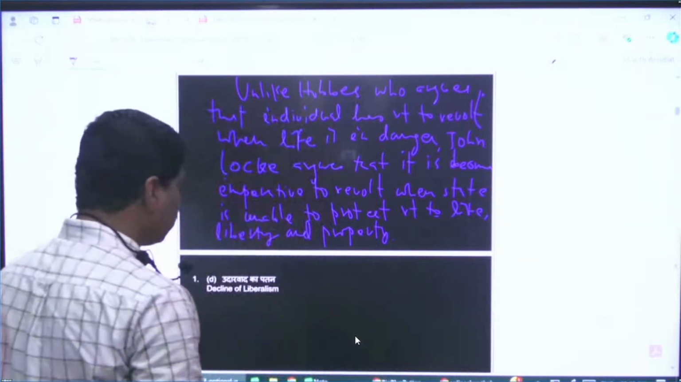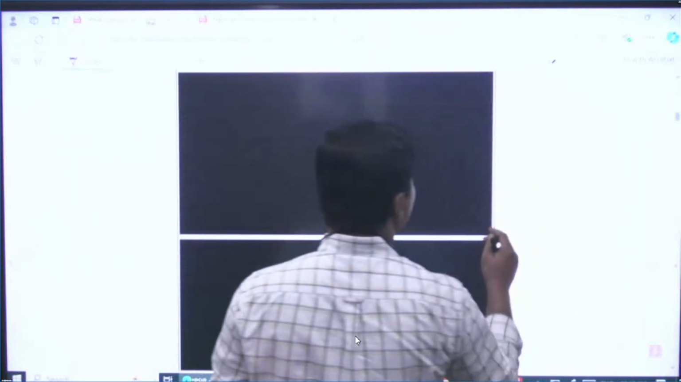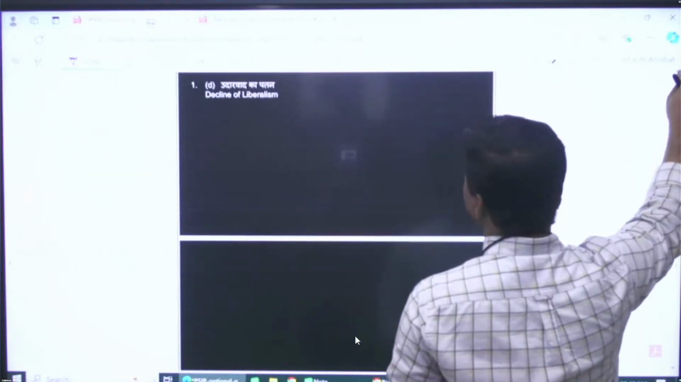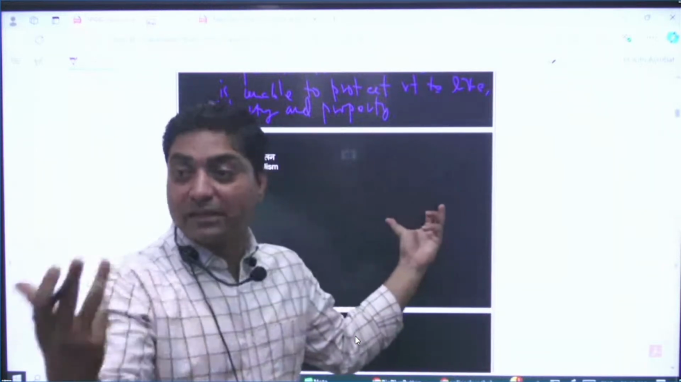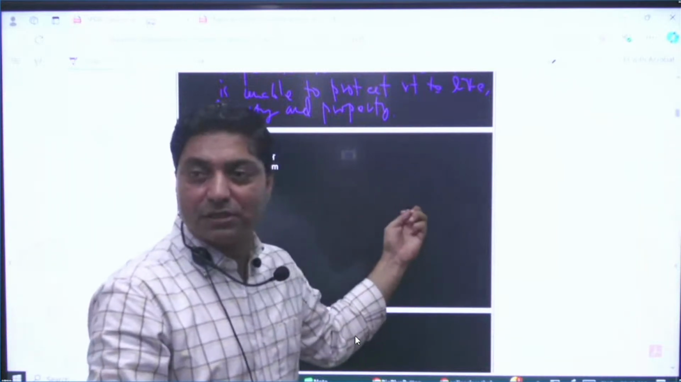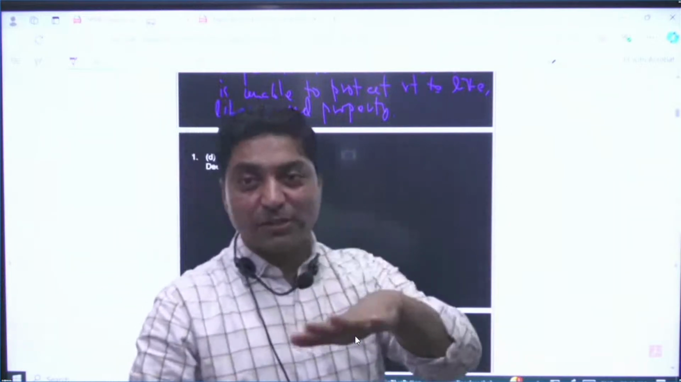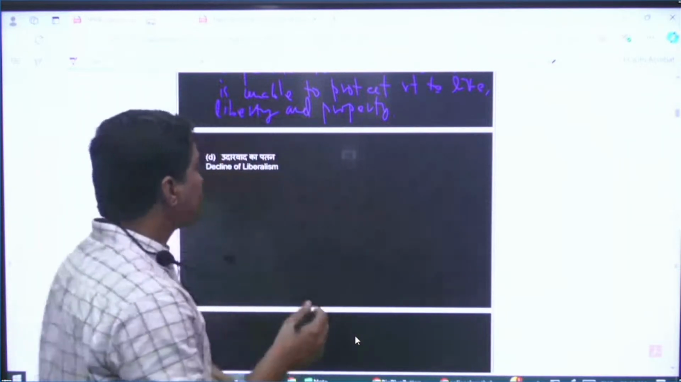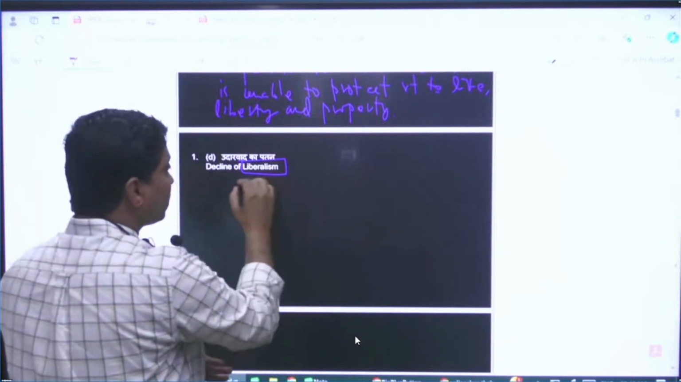Fine. Now come to the decline of liberalism. There is a big theory on liberalism, and multiple theories on liberalism. Now, this question has appeared to test the practical knowledge of the students, whether they have actually mugged up the things, or they do understand the international scenario. So first you write about liberalism. What is liberalism? First it starts with an introduction.